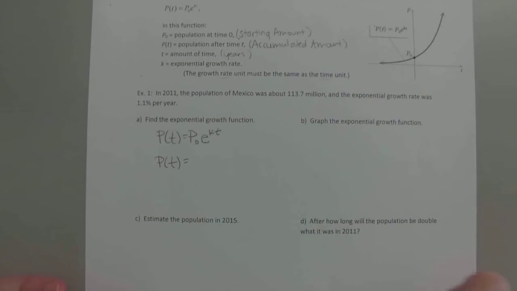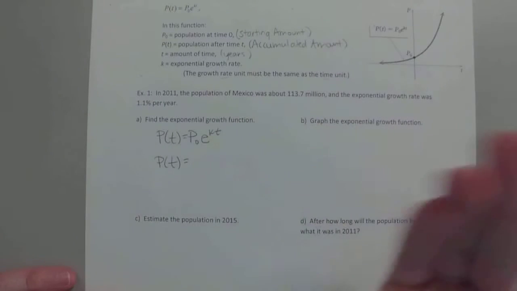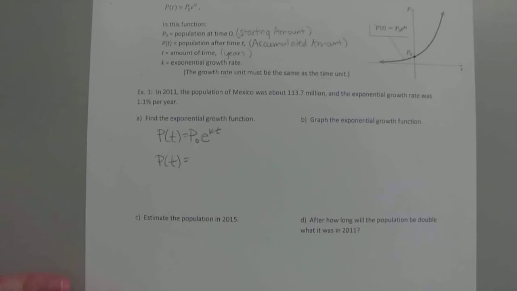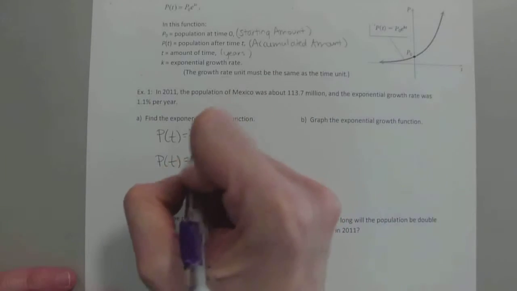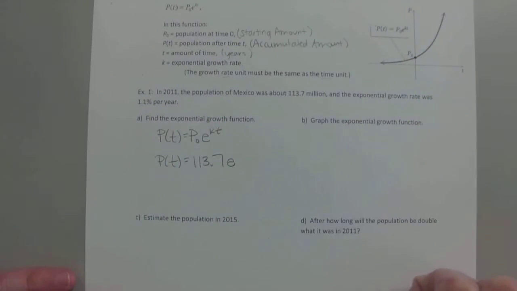So we have P of t equals P naught e to the kt. P of t will stay here because this is supposed to be the function for population at any time t. What's our P naught? Well, if you go up here, the P naught was the starting amount. What starting amount were we given? The million. Yeah, and we won't put a bunch of zeros. We'll just use 113.7, and then our answer will say million when we get done. So this will be 113.7.